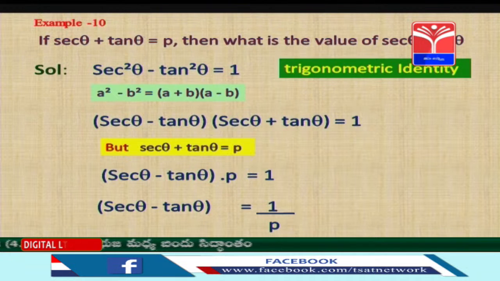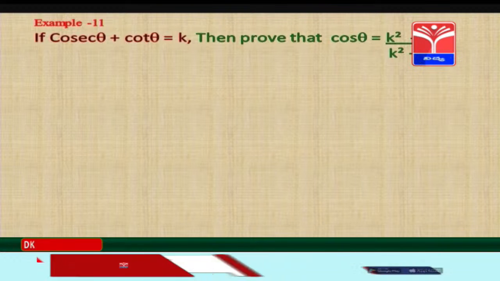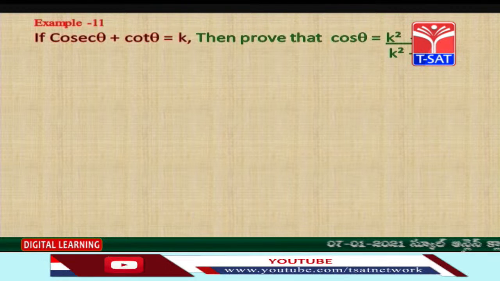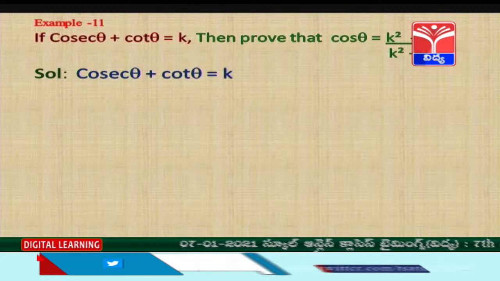So, we have one more example for you. Let us check here. See, if cosec theta plus cot theta is equal to k, then prove that cos theta is equal to k square minus 1 by k square plus 1. How to prove this? Solution. This is a little bit lengthy.